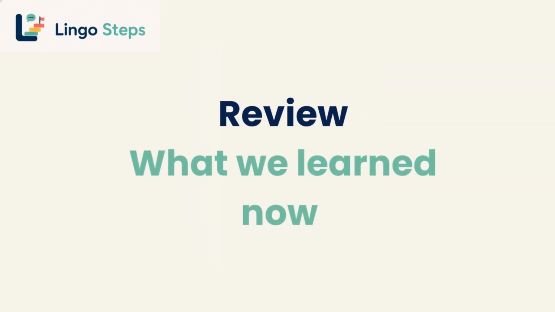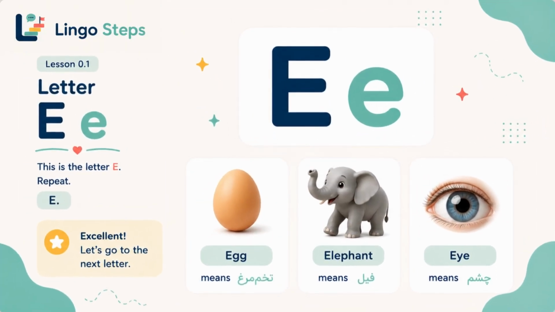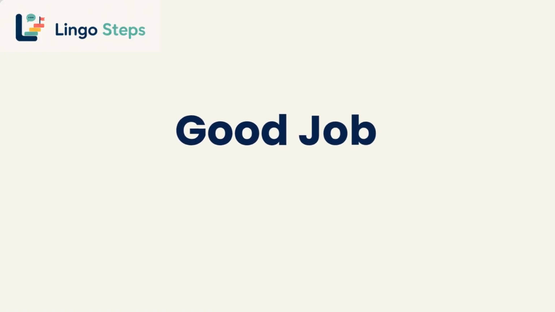Let's review what we learned now. E. This is the letter E. E. Egg. E. Elephant. E. Eye. Excellent. Let's go to the next letter. Good job. Let's learn the next letter.